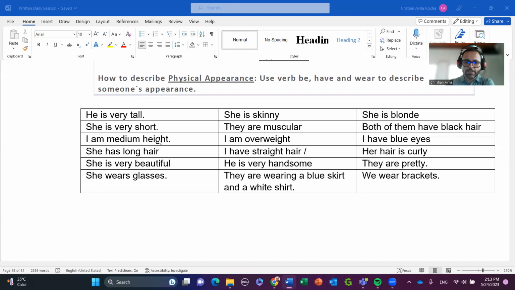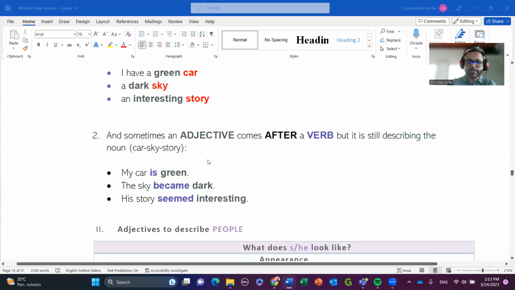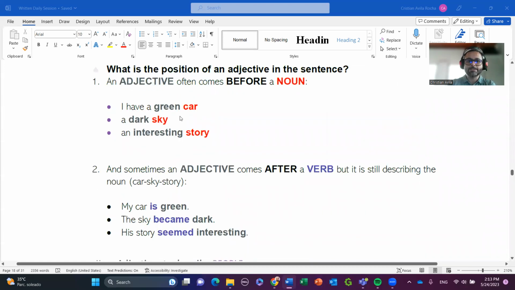So we read all of this and we analyzed each of them, looking for the different parts of speech in the sentence, for example, where the noun was and where the adjectives were located. You always have to remember that the adjective position is usually before the noun, like in these examples. For example, I have a green car, okay?